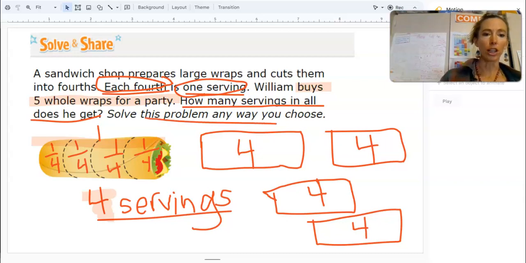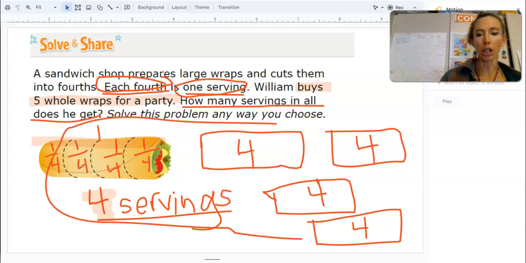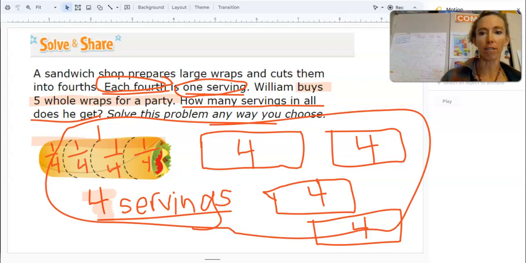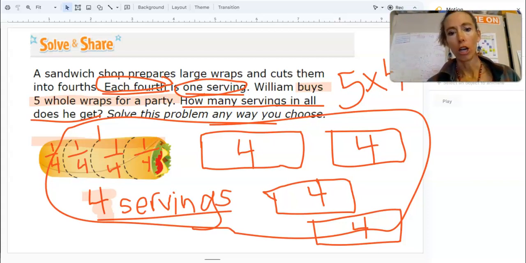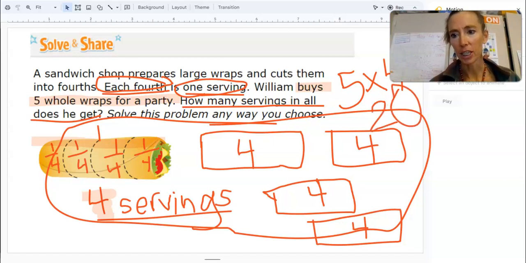So to figure out the total amount of servings he'll have, well, I have 5 wraps, and each one had 4 servings. So I get a total of 4 plus 4 plus 4 plus 4 plus 4, or 5 times 4, which is 20 servings. Awesome to get that many with only 5 wraps, right?